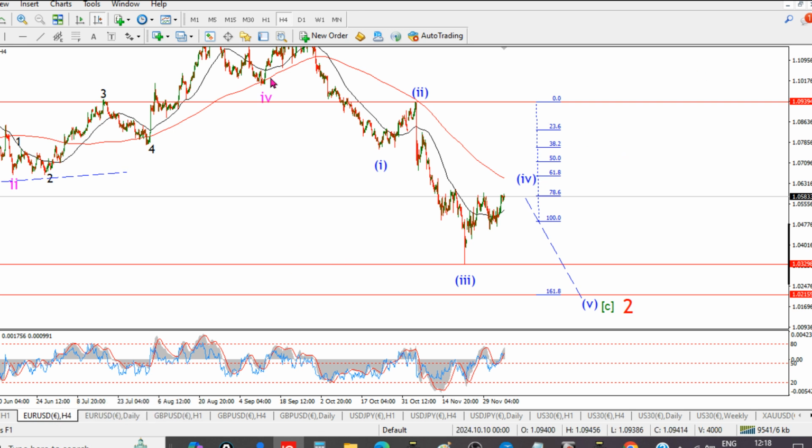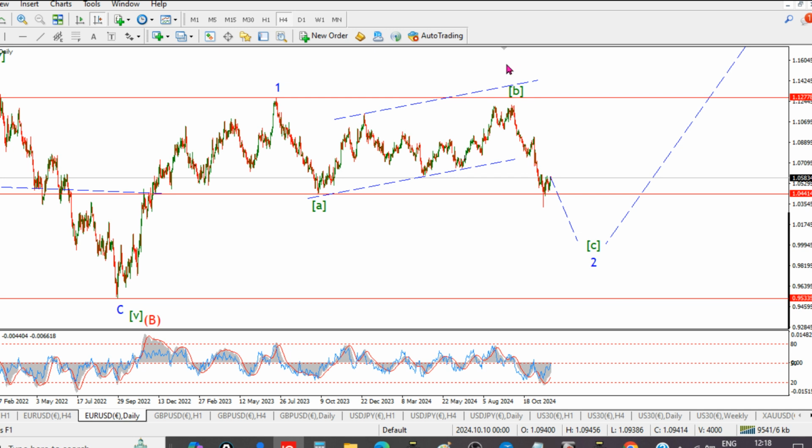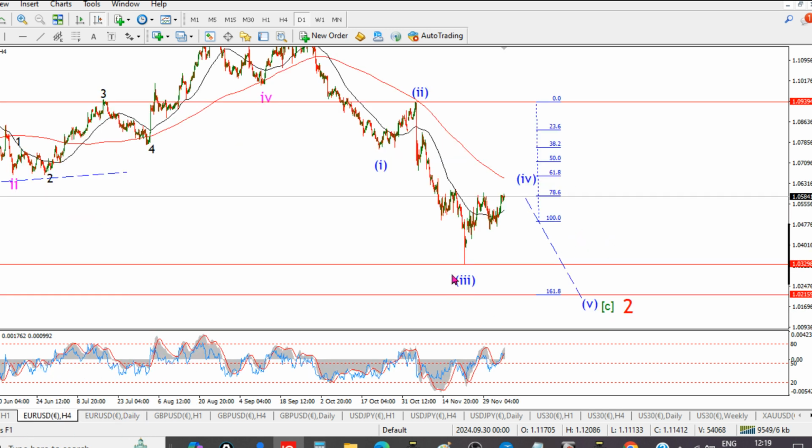Here's euro dollar. This is the daily count. This is the wave C down that I've been tracking. It looks like we've got a wave 1, 2, 3, working on wave 4, and then down into wave 5 of C.